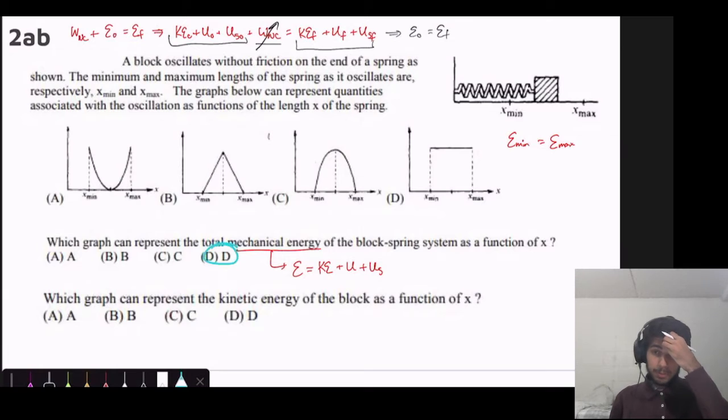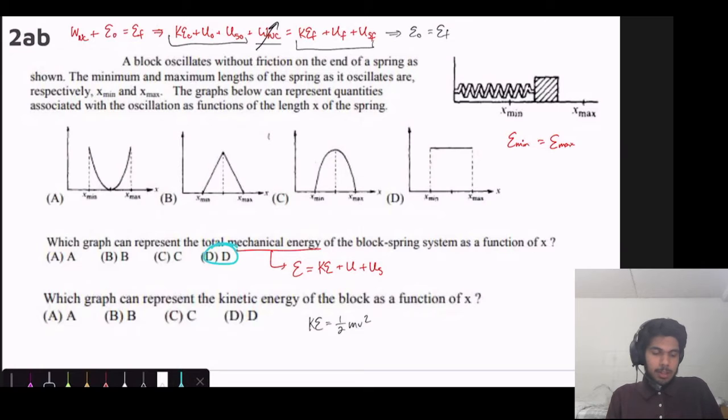Okay, wonderful. So now we want to know which graph can represent the kinetic energy of the block as a function of x. All right, well, the first thing I would do is write down my equation for kinetic energy, which is 1/2 mv squared. And so the thing that we want to monitor is, well, 1/2 and m, those are both constants, so that's not really going to tell us too much. The velocity is the important piece of information.